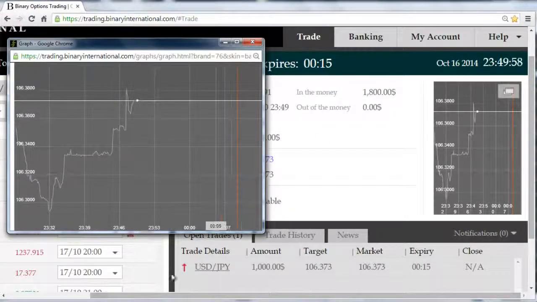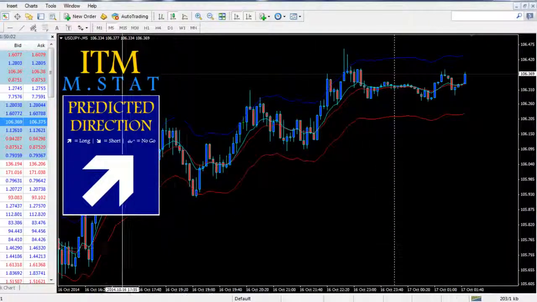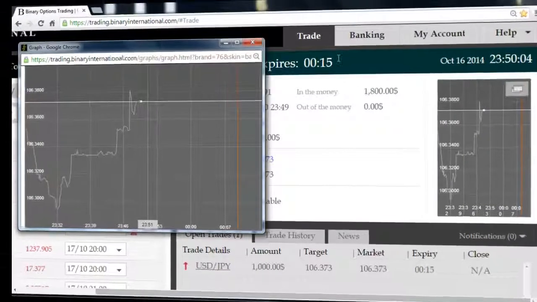We've just expanded the chart here to show a zoomed in view of the price, with the predicted direction being long and price having just bounced off of the middle crossover EMAs. We're in a high probability direction here.